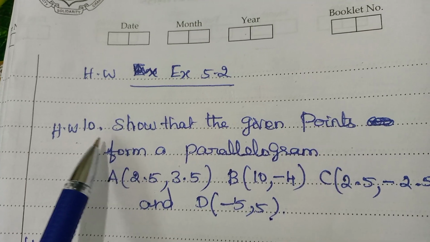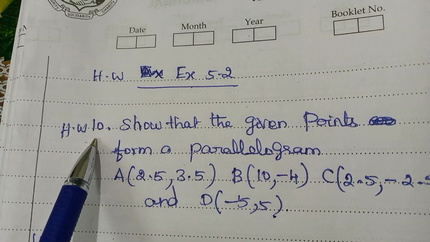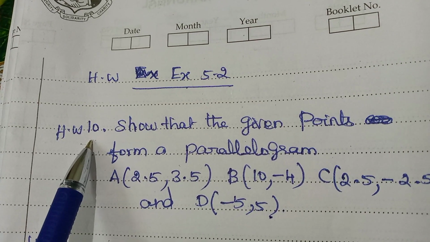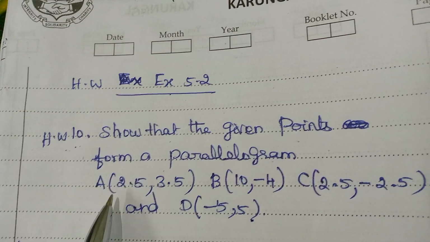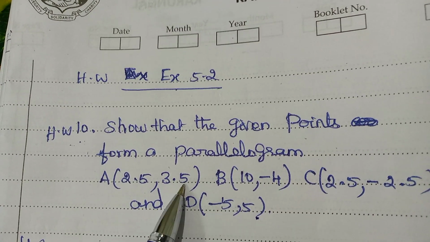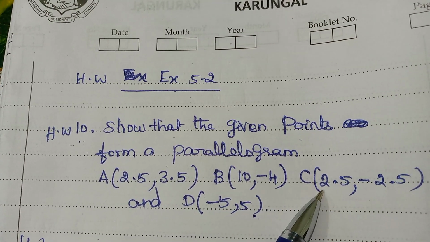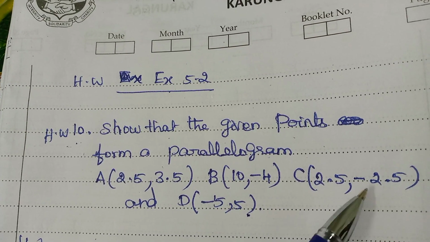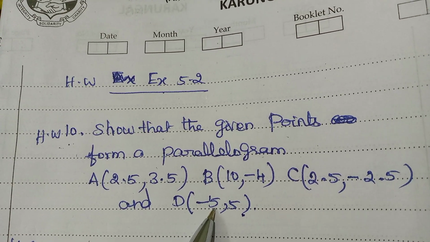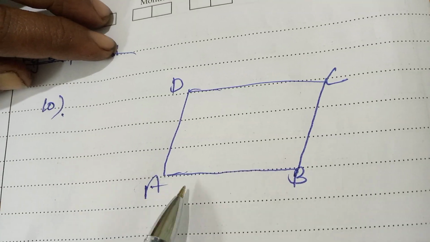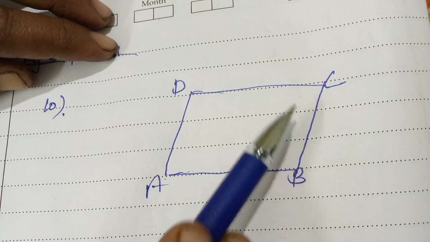Okay. Now let's note the homework questions. Exercise 5, question number 10. Homework, easy only. Write the question. Show that the given points form a parallelogram. A of 2.5, 3.5. B of 10, -4. C of 2.5, -2.5. And D of -5, 5. So just to give the rough diagram, parallelogram ABCD.